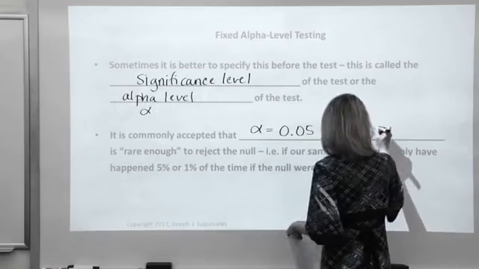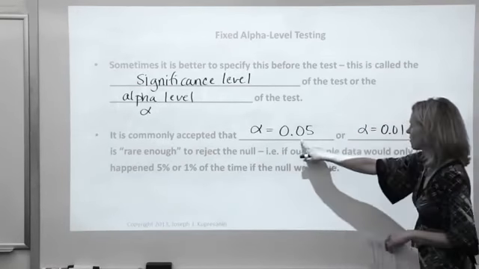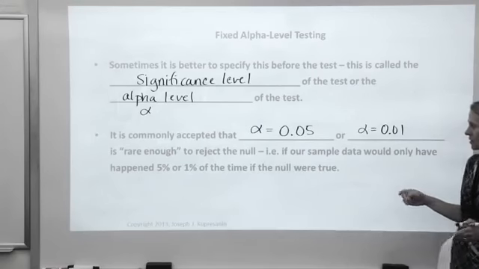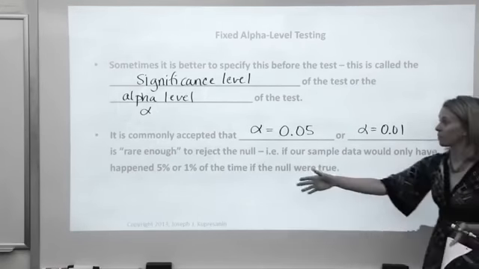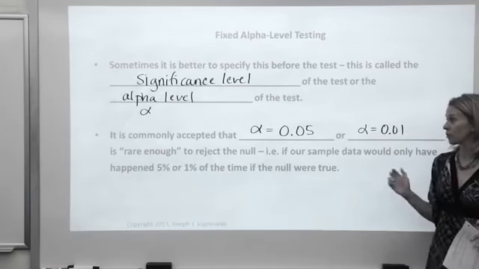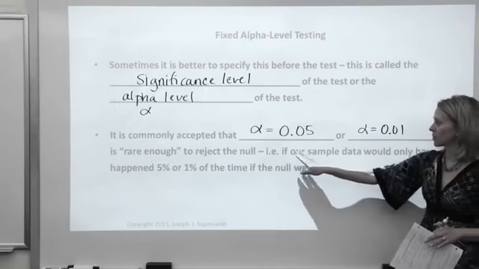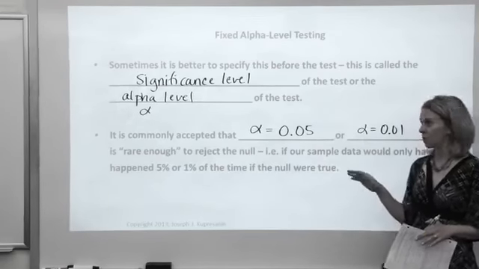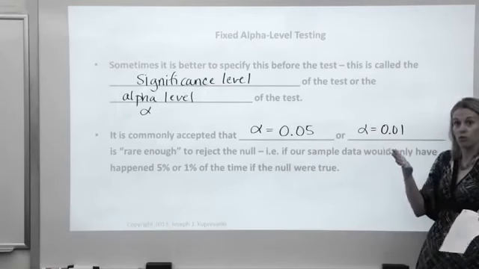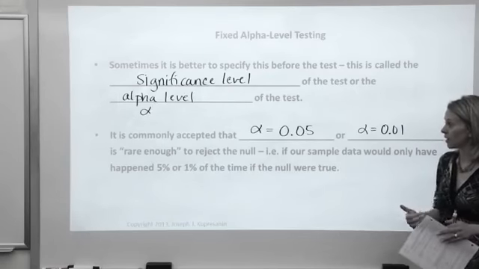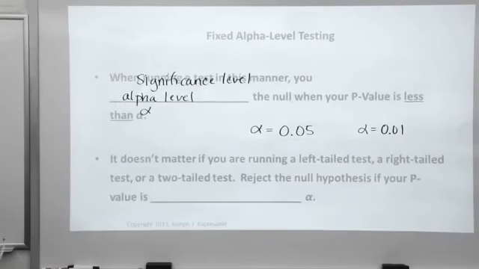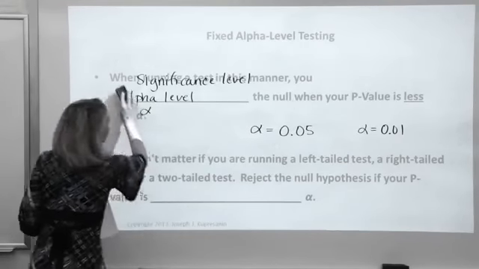Something has to happen with a likelihood of only 5% or 1% or less to be considered rare enough to reject the null hypothesis. So if our sample data would only happen, say, 5% of the time or 1% of the time, then that would be unusual enough to reject the null hypothesis. So this will be specified ahead of time with fixed alpha level testing. Obviously, the smaller that you're making alpha, the more unusual of a result that you would need to see in order to reject the null hypothesis. I may have just given away some of these, I'm not sure.